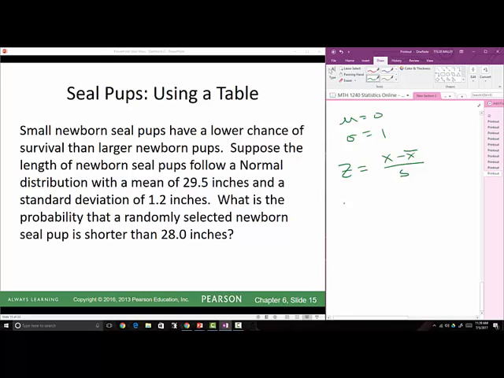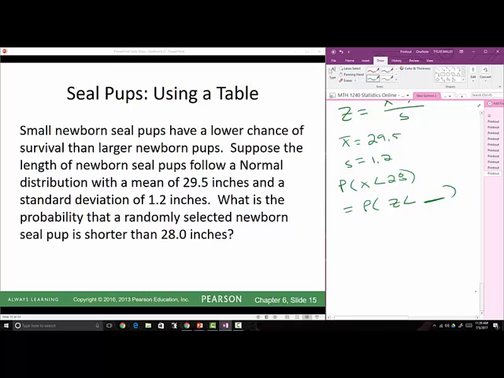Right. So in this case, my mean is 29.5 inches, and my standard deviation is 1.2 inches. So I want to convert this. I want to find the related z-score with this x value of 28 inches. So I want to find the probability that x is less than 28. This is the same thing as finding the probability that z is less than, and then I need to find what's the z-score that goes along with 28.